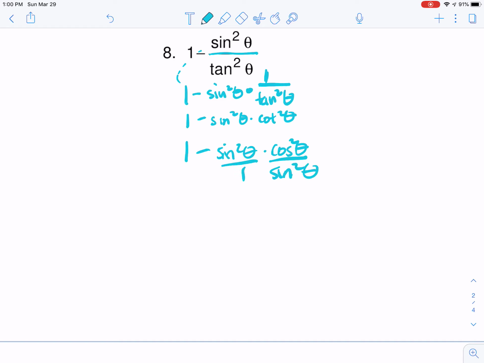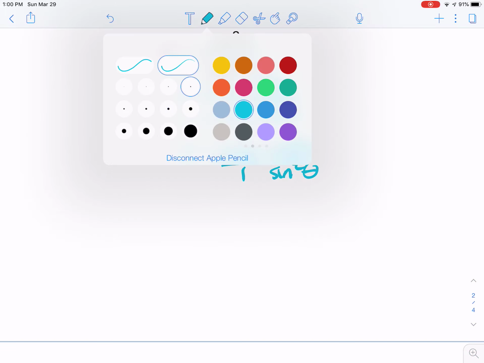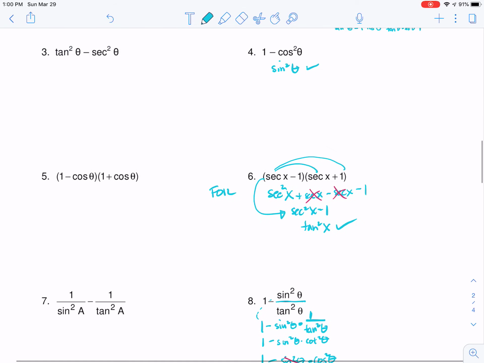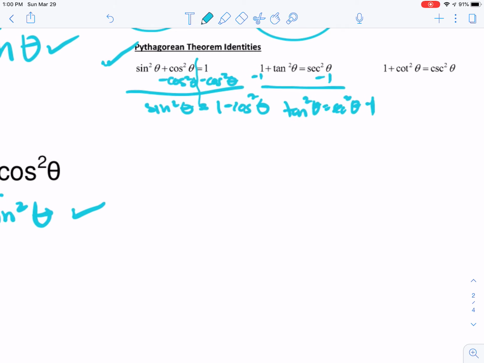You can always put something over 1. Since this is multiplication, the factors cancel, and I get 1 minus cosine squared, and we've seen that before. And remember, that was equal to sine squared. Remember, we did that right here.